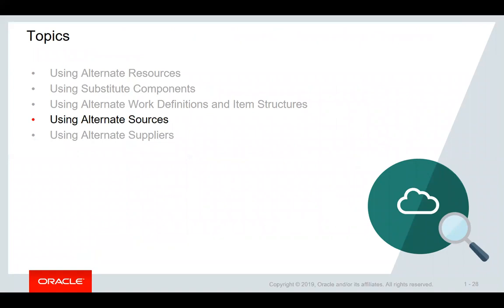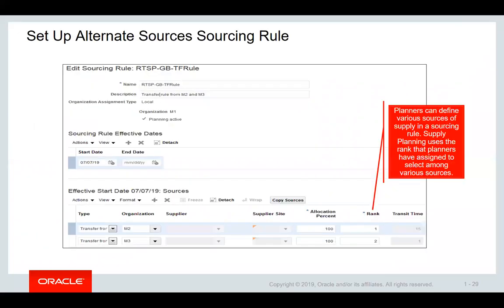In this section, we discuss how to use alternate sources. First, you need to set up the alternate sources sourcing rule. You can define various sources of supplies in a sourcing rule. Supply planning uses the rank that planners have assigned to select among various sources.